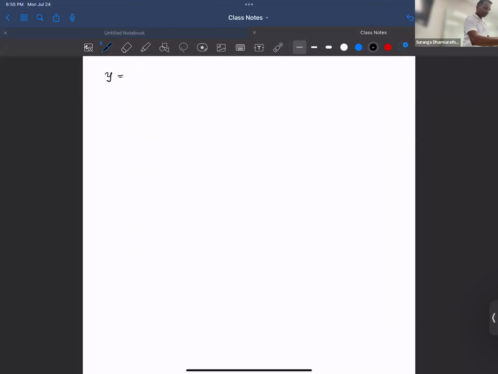y is equal to cosine of 1 plus x divided by 1 plus cosine x. Find the derivative.